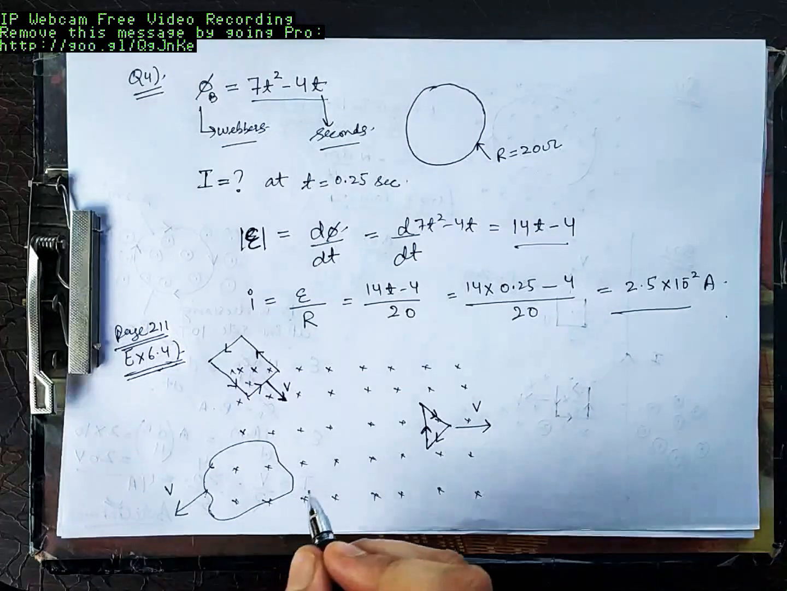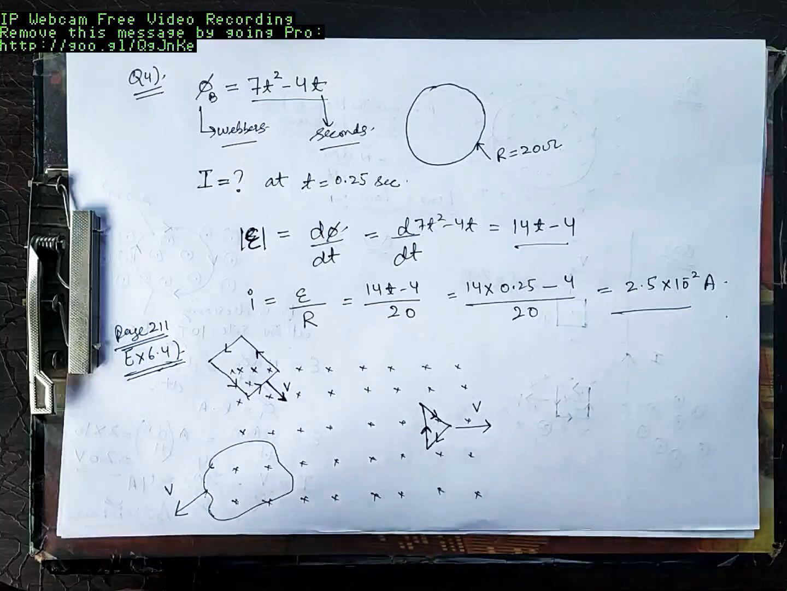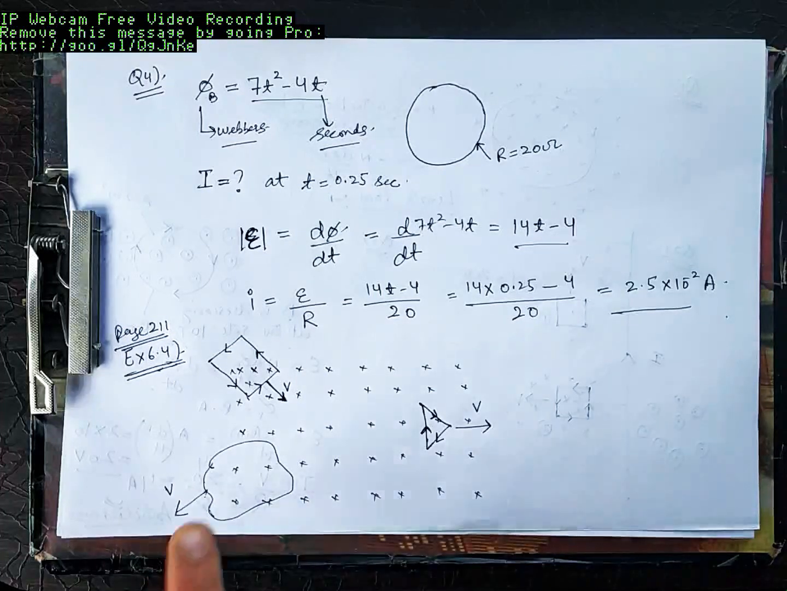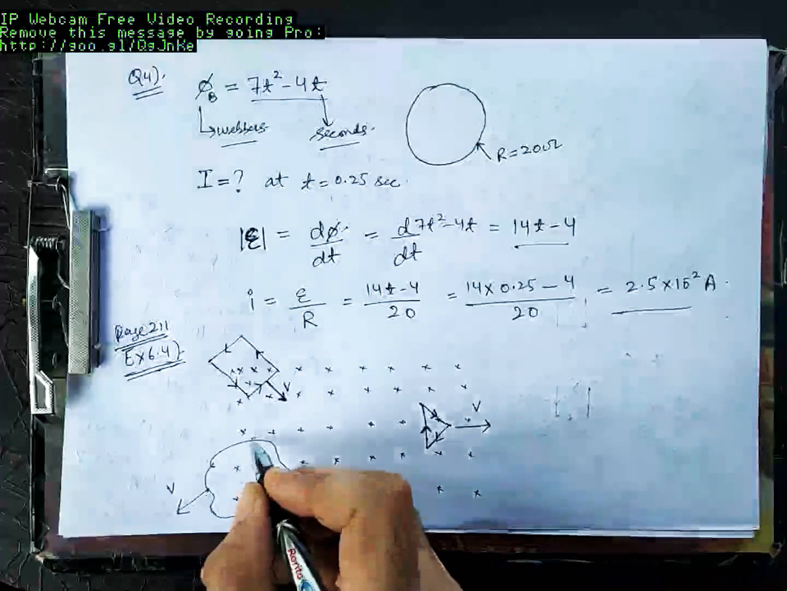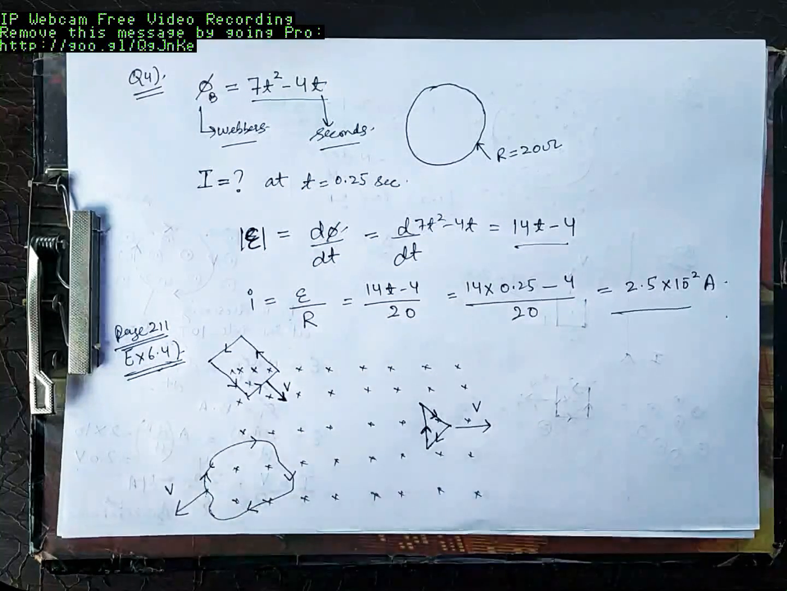Again, this loop is moving out of the magnetic field. Flux is decreasing. It should produce a current which increases the flux. Because flux is decreasing, that should not let flux decrease. So this should be the direction of current. Again, clockwise. Fine.